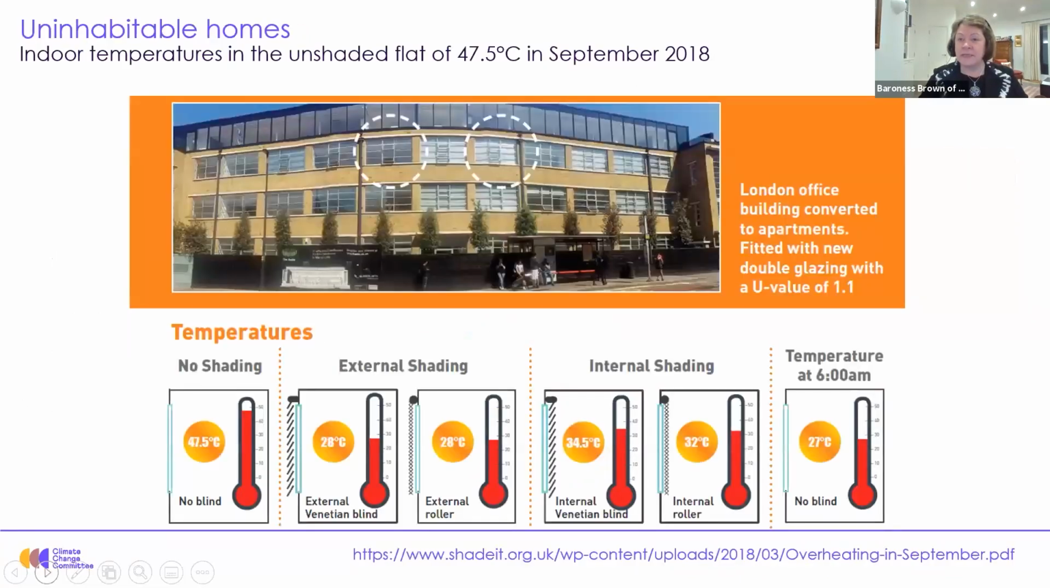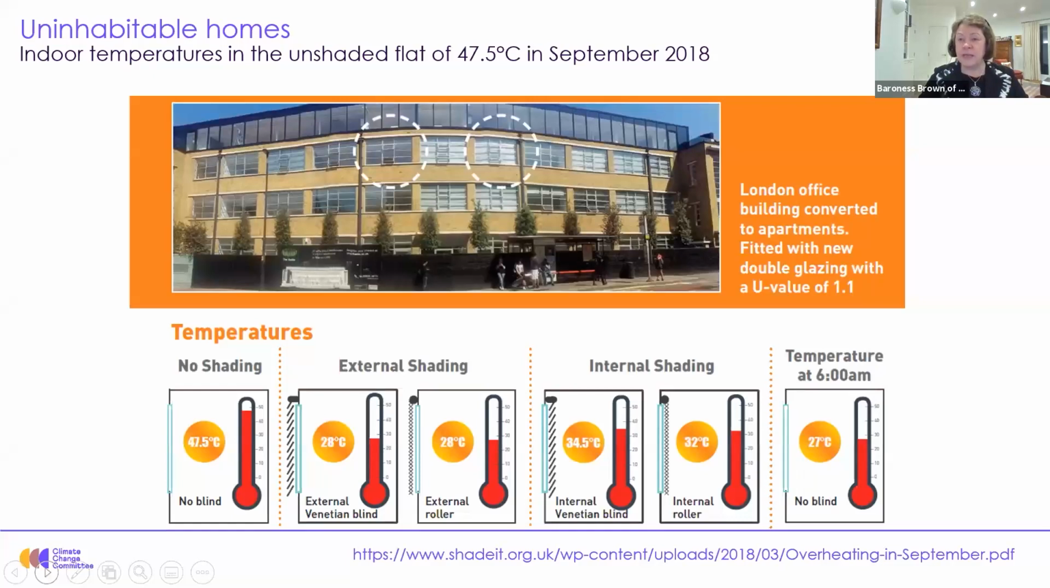That will mean that our homes become more and more uncomfortable to live in the summer. Here's an example of some office buildings converted into flats in London. And in the heatwave summer of 2018, the temperatures inside the flats that didn't have any form of blinds or shading approached 50 degrees centigrade. Those are really dangerous temperatures. A baby asleep or an elderly person or someone with asthma in one of those rooms could have died.